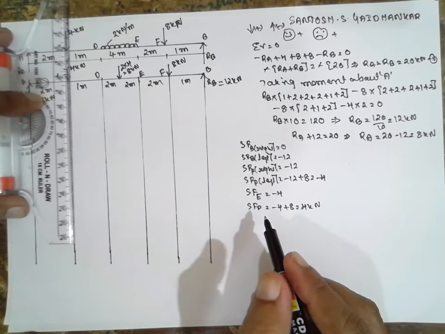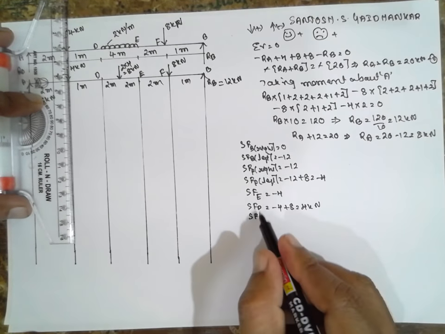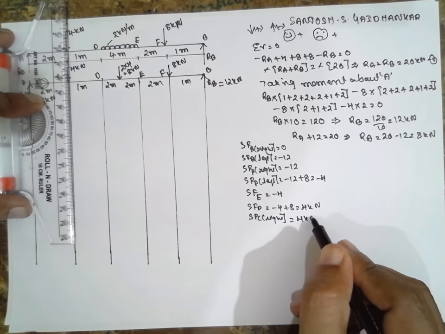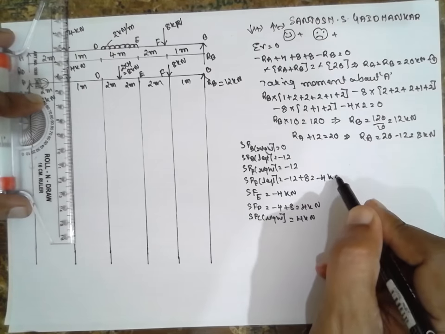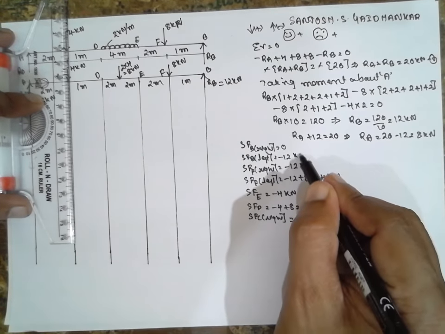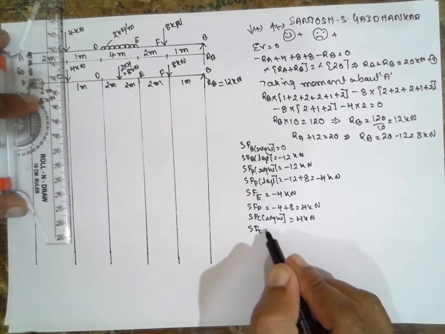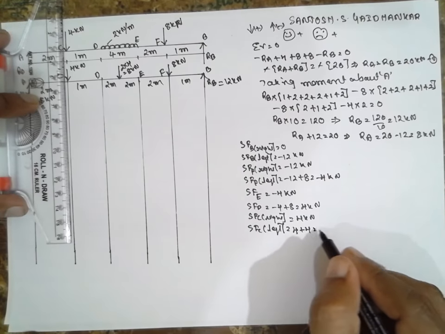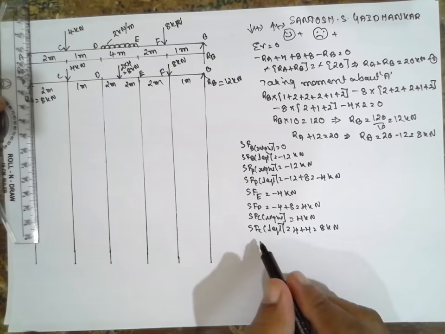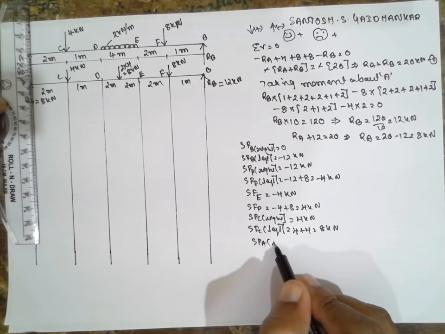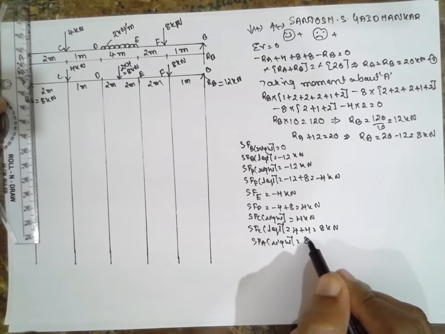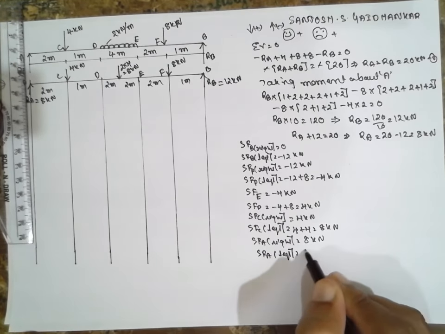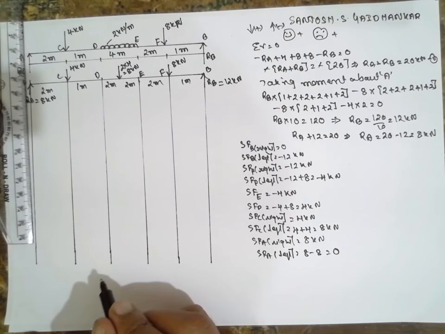Now at C, again right and left. C right side, the previous value, 4 kN. On the left, SF at C, 4 plus 4, it will be 8 kN. Again at A, right side, the previous value, 8 kN. SF at A, left side, 8 minus 8 is equal to 0. Now draw.